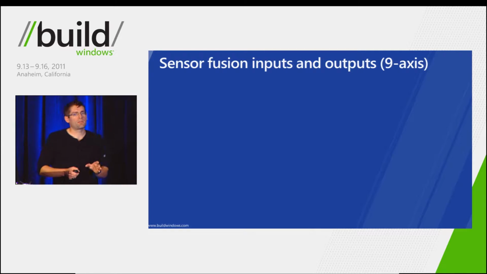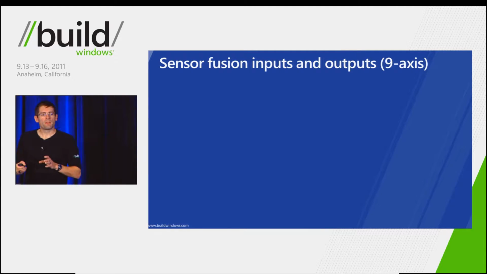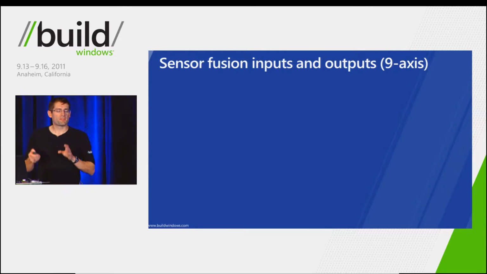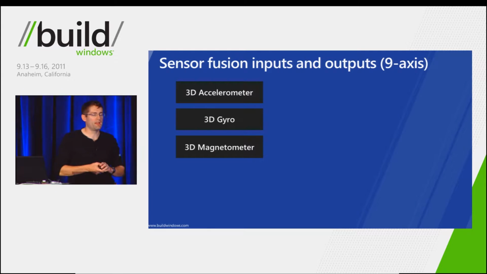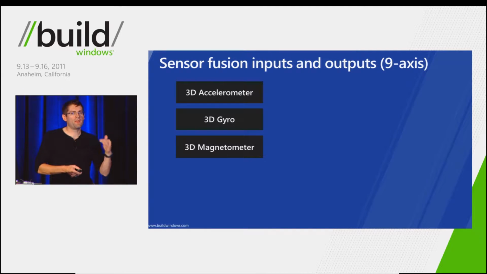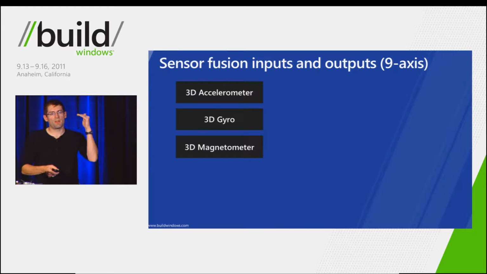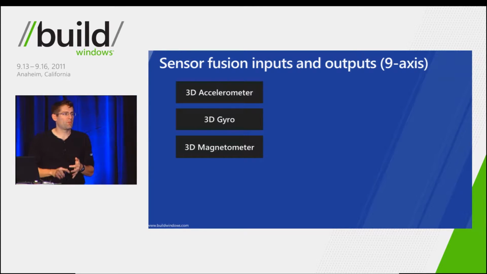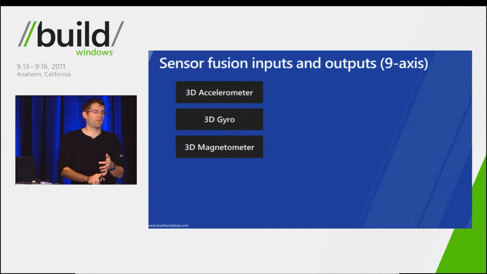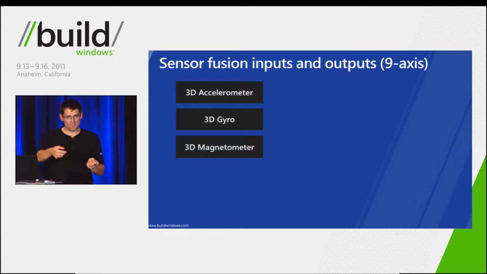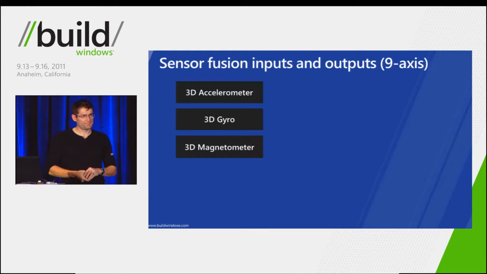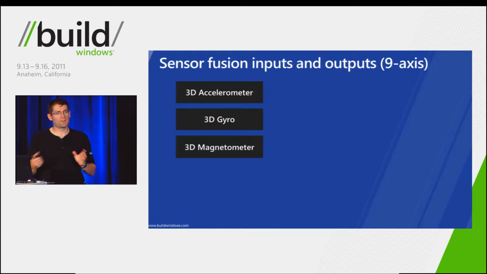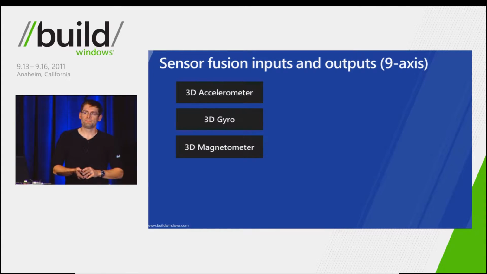So I want to walk you through the hardware platform for sensor fusion for tablets and convertible tablets designed, built, and certified for Windows 8. We start with the individual sensor components. These are down on the motherboard on every device. The 3D accelerometer measures linear acceleration and acceleration due to gravity. The gyro measures the rotational speeds around the X, Y, and Z axes. And the magnetometer measures magnetic field strengths around those same X, Y, and Z axes.